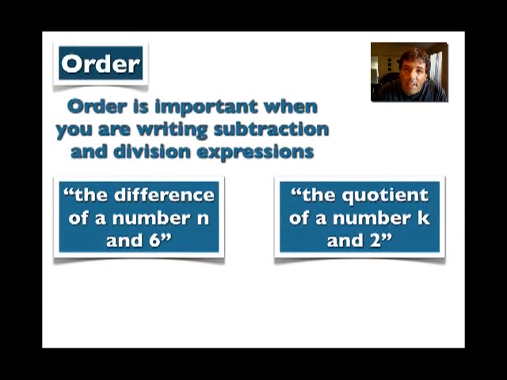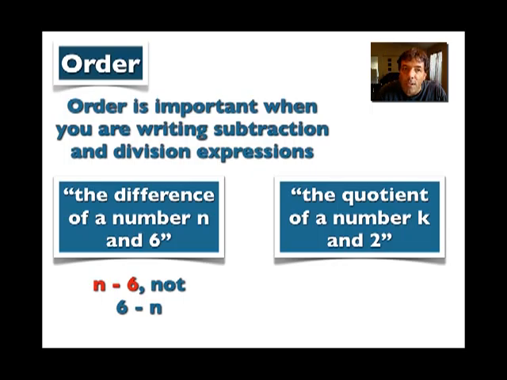So one of the things that's really important, especially when we're dealing with subtraction and division, is order matters. What I mean by that is this. When you see the phrase, the difference of a number n and 6, okay? Now, some people are going to think n minus 6. Some people might say 6 minus n. What's the difference? Well, there's a big difference. If it was addition or multiplication, we have the commutative property, which allows us to switch the terms, but not so for subtraction and division. So when it says the difference of a number n and 6, that's n minus 6, not 6 minus n.